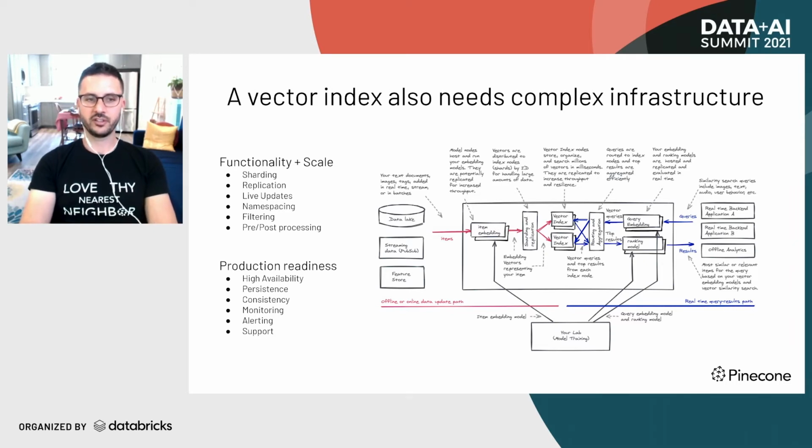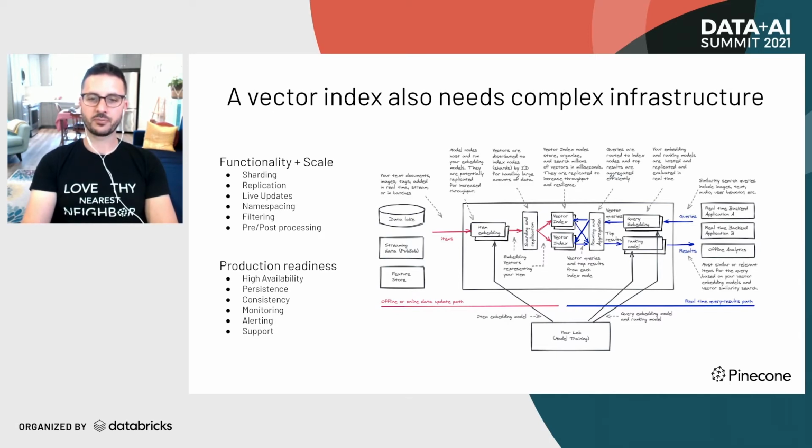So the first set of challenges has to do with scale and functionality. Things that have to do with sharding and replication for the size of the data and the throughput that you might be seeing, and you have to deal with live updates. So when you update an embedding for an item, you want this to be immediately searchable and immediately responsive for your future searches. You need to add features like namespacing and filtering, so you're responding only with an appropriate set of results for every query. You have to deal with pre and post processing with models.